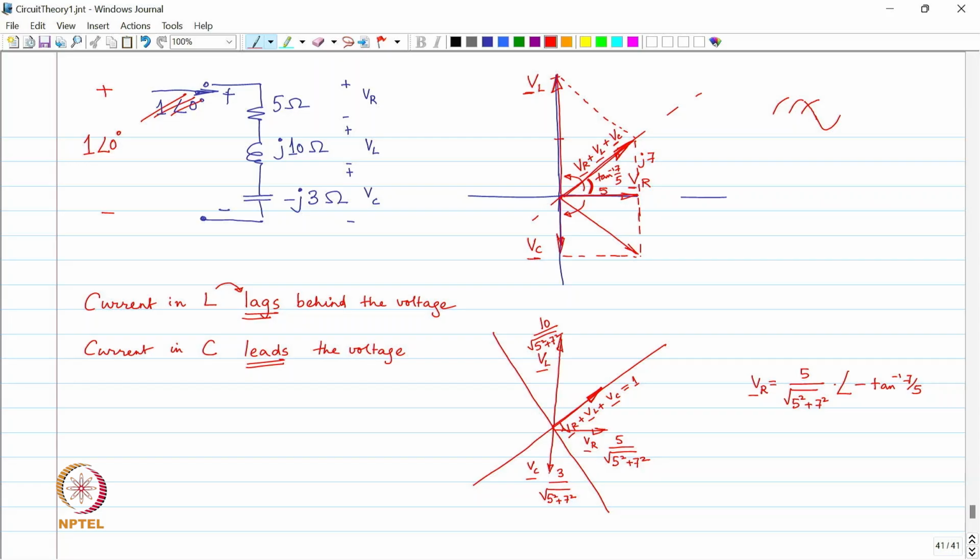Understood? VC, the new VC is going to be 3 by root over 5 squared plus 7 squared angle minus tan inverse 7 by 5 minus pi by 2, and new VL is going to be 10 by root over 5 squared plus 7 squared angle minus tan inverse 7 by 5 plus pi by 2. Understood?